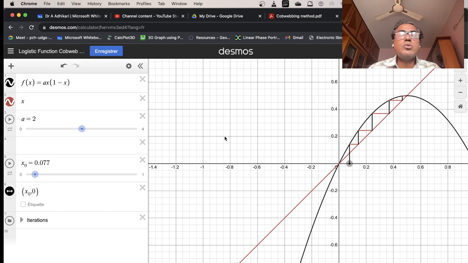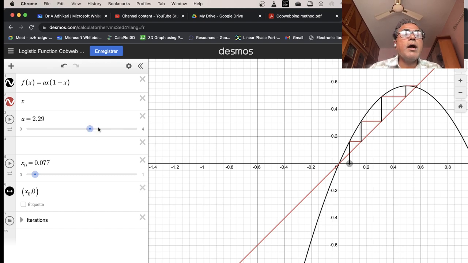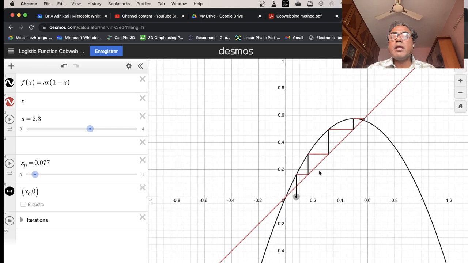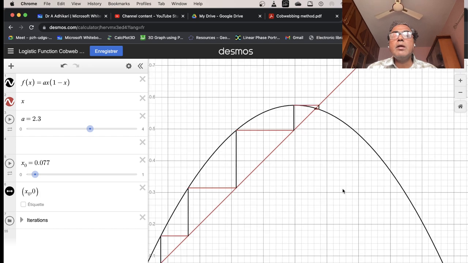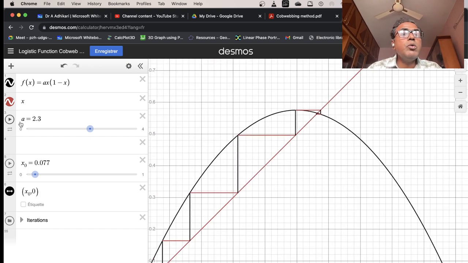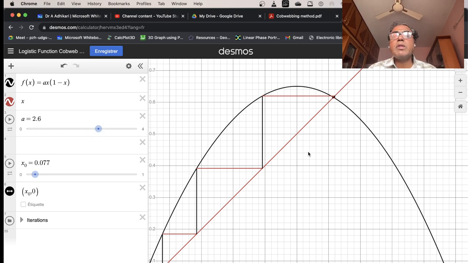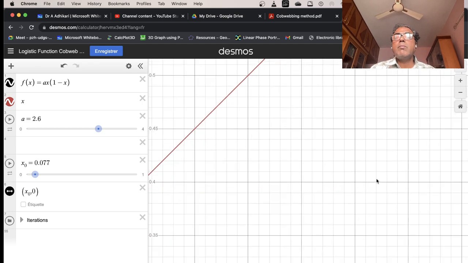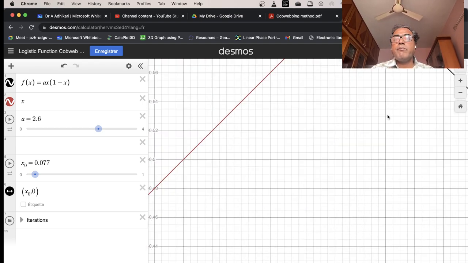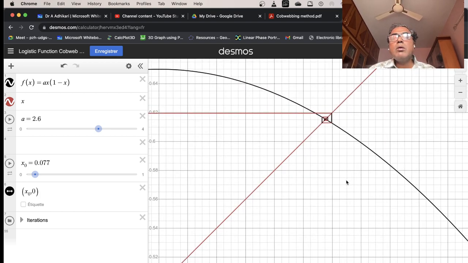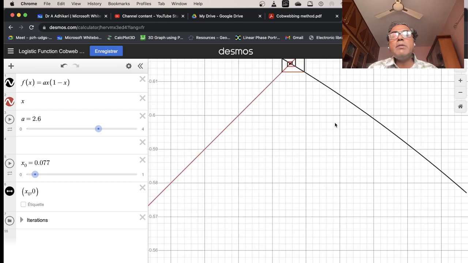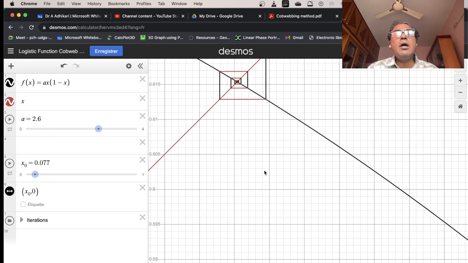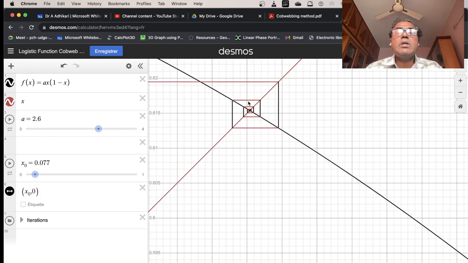If r equal to 2, we get this result, and this also. If r is greater than 2, then we get a cycle of period 2. So the cobweb is this type, near the equilibrium point K. So this is a period 2 cycle. When r is greater than 2, we have a period 2 cycle.